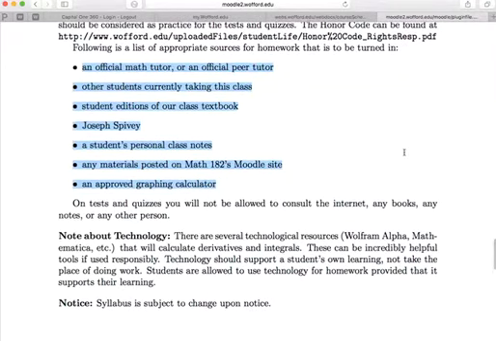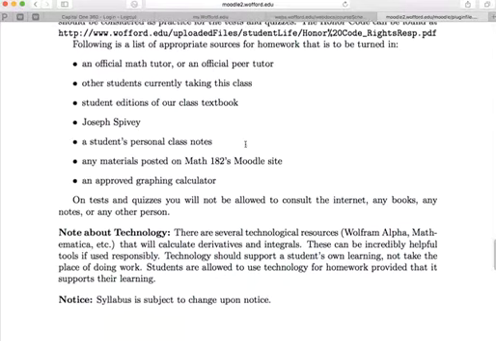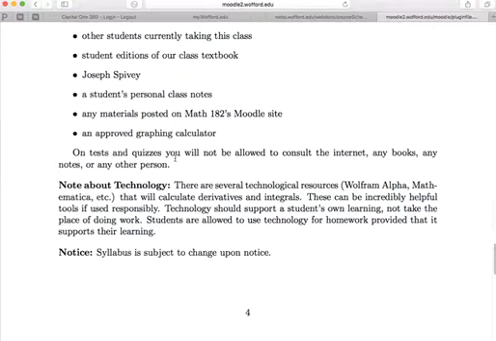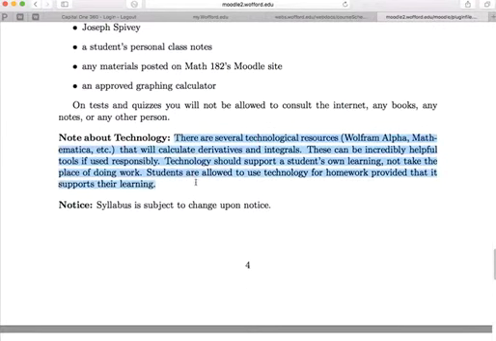Okay. So notice that you can use our class textbook, you can use me, you can use your own personal class notes, your graphing calculator, Moodle site, other students, you can talk to them about what's going on in class, and an official math tutor or an official peer tutor, right? And one other thing, I'm fine if you use technology like Wolfram Alpha, Mathematica. There are websites that will help you do homework questions, right? Well, that will do integrals out for you step by step and show you what to do. I am fine if you use those as long as you do so responsibly.